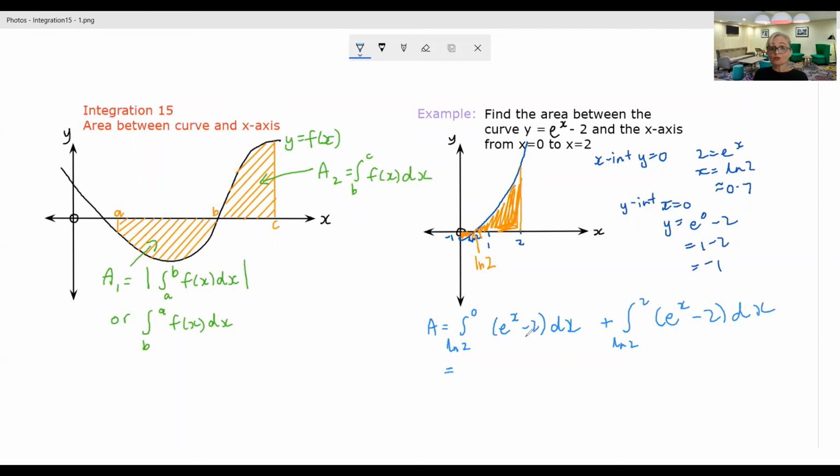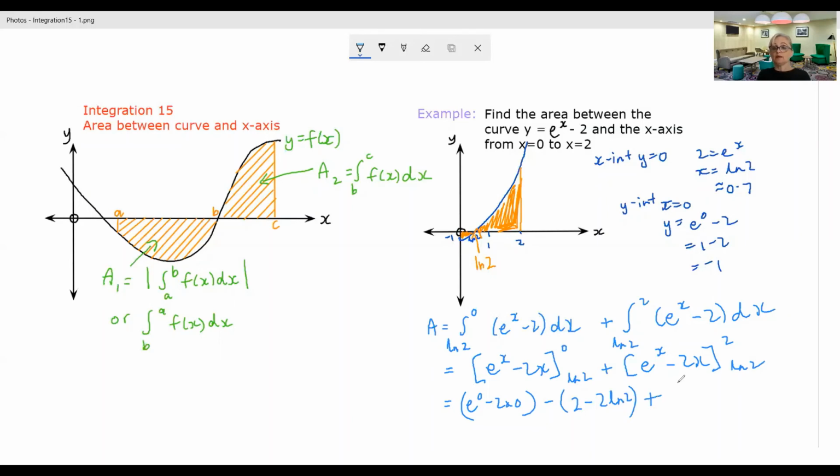Okay, what is the integral of e to the x minus 2? Well, it's e to the x minus 2x. And we've got these bits that we need to substitute in here. So same integral here, of course. So we're going to get e to the 0 minus 2 times 0 minus e to the natural log of 2, which is going to be 2, isn't it? You're doing an inverse function, so it'll be 2 minus 2 times natural log 2, plus this will be e squared minus 4 minus, well, same thing again, so we've got 2 minus 2 natural log 2.